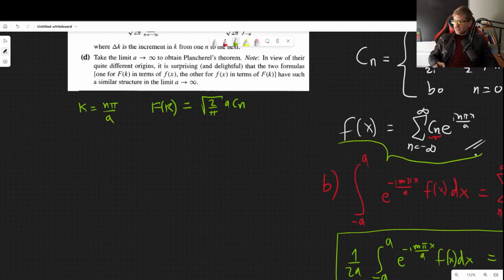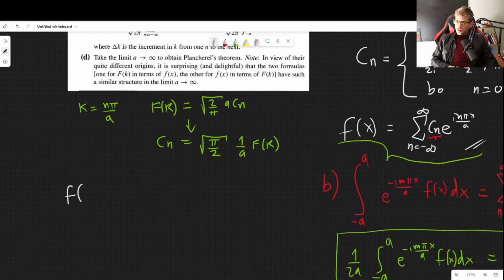All right, so what is cn? Well, cn, simply from here, we see that it is square root of pi over 2, and we have to divide by a times f of k. So that was quite simple. Now let's plug it in.